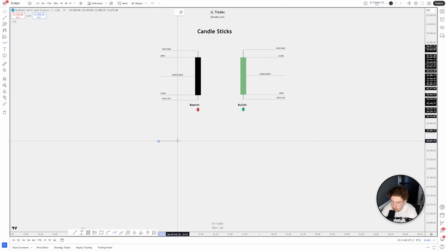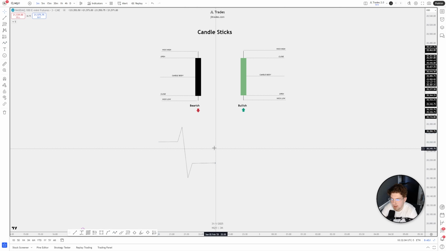A new 5-minute candle will open, it will put in a wick high, it will then trade lower than the opening price, it will then put in a wick low, and when it closes near that 5 minutes, it will close above the wick low, and it will look like this.